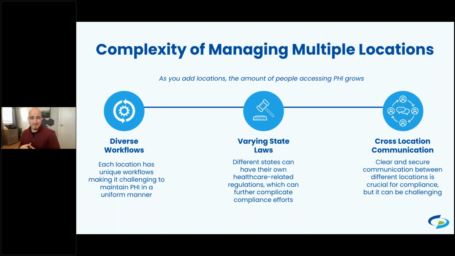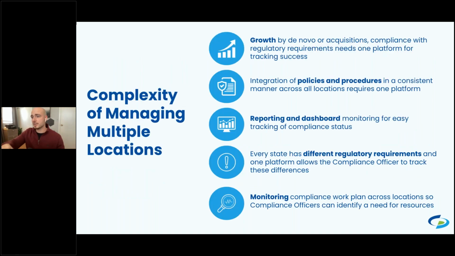There could be multiple states involved with varying laws based on state-by-state regulation, and it could be cross-communication of all of this data. Right? In general, the more locations that you have, the more complicated it's going to get. It's a lot more that you need to be tracking. It's a lot more that you need to be documenting. There's a lot more complexity that gets layered in.